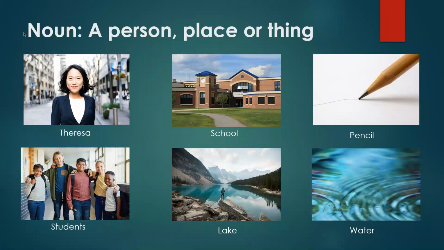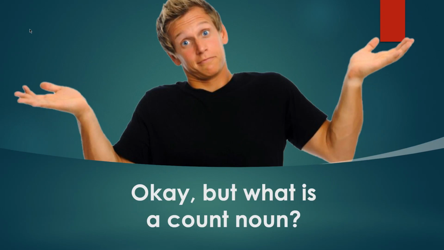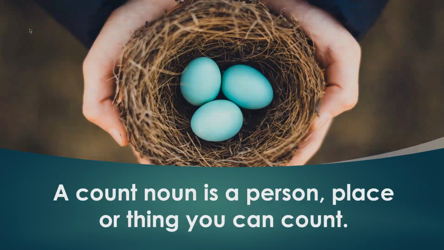A noun can be a person like Teresa or the students. It can be a place like school or the lake, or it can be a thing like a pencil or water. Okay, but what's a count noun? A count noun is a person, place, or thing you can count.